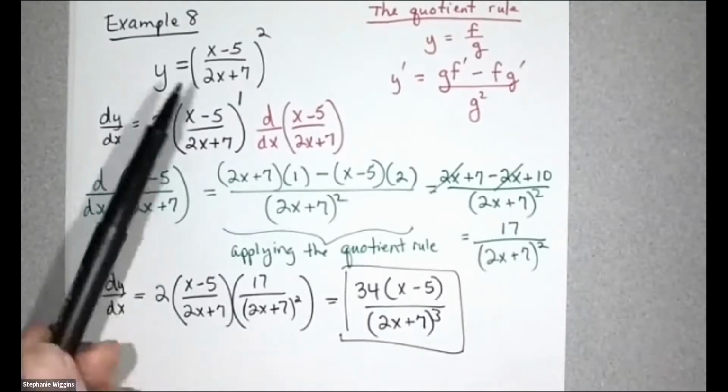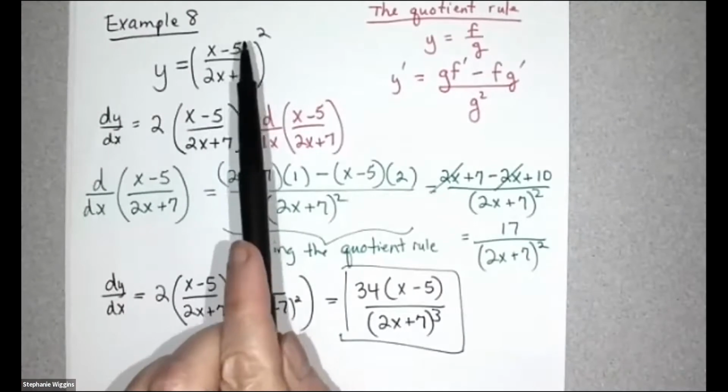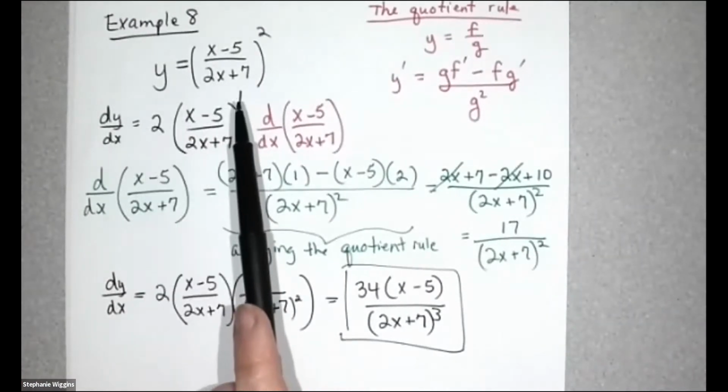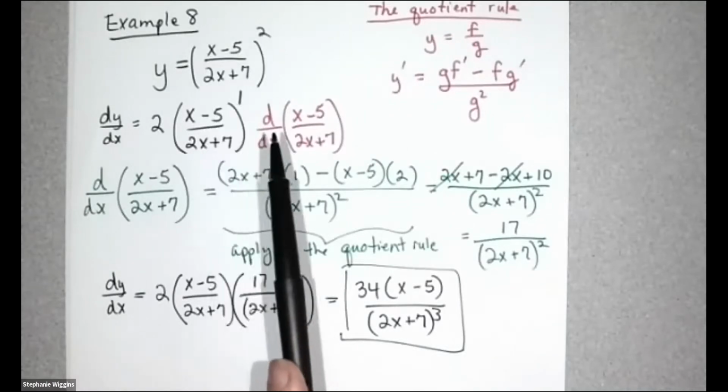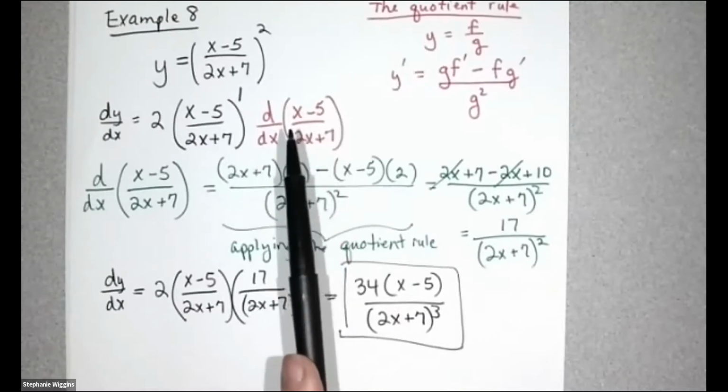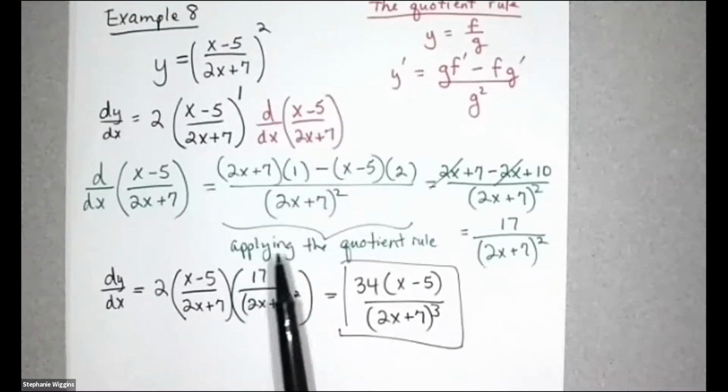So first I apply the power rule, bring the 2 down, subtract 1 from the power. Then the chain rule, take the derivative of the inside function, and then to calculate this derivative, I use the quotient rule. So there's a lot going on there, but this is a good example to show how all these rules work together.